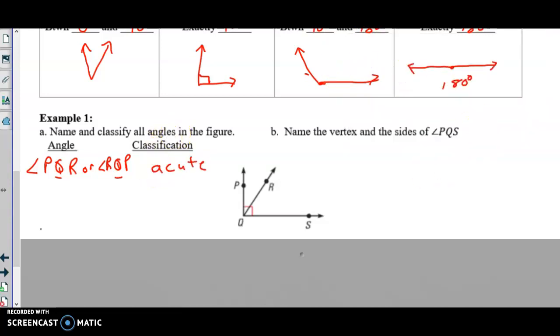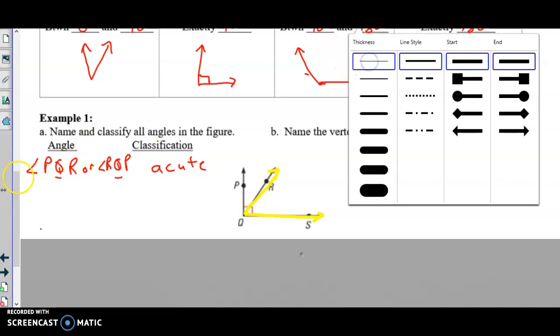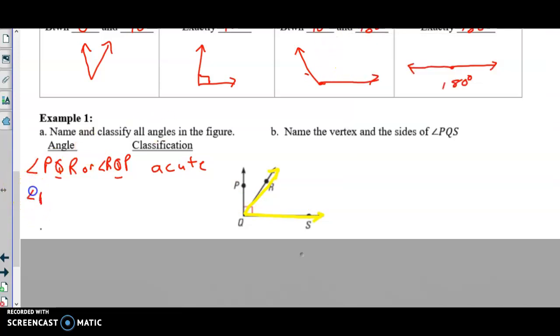Okay, we have another angle in the picture. What if we do this ray and this ray? That forms another angle. It's also an acute angle. But how do we name it? It would be angle RQS, or you could call it the other way, angle SQR. But it's also going to be an acute angle.